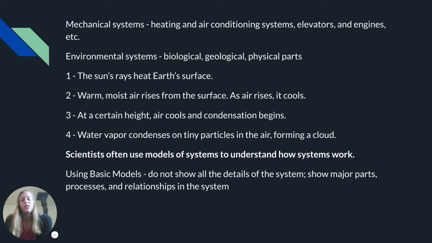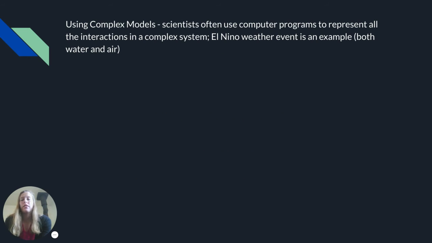Scientists often use models of systems to understand how systems work. So using basic models, a basic model doesn't show all the details of the system, only the major parts, processes, and relationships in the system. But for complex models, scientists often use computer programs to represent all the interactions in a complex system. So El Nino weather event is an example where both water and air are involved, and so that's a complex system that they would use a computer program for.